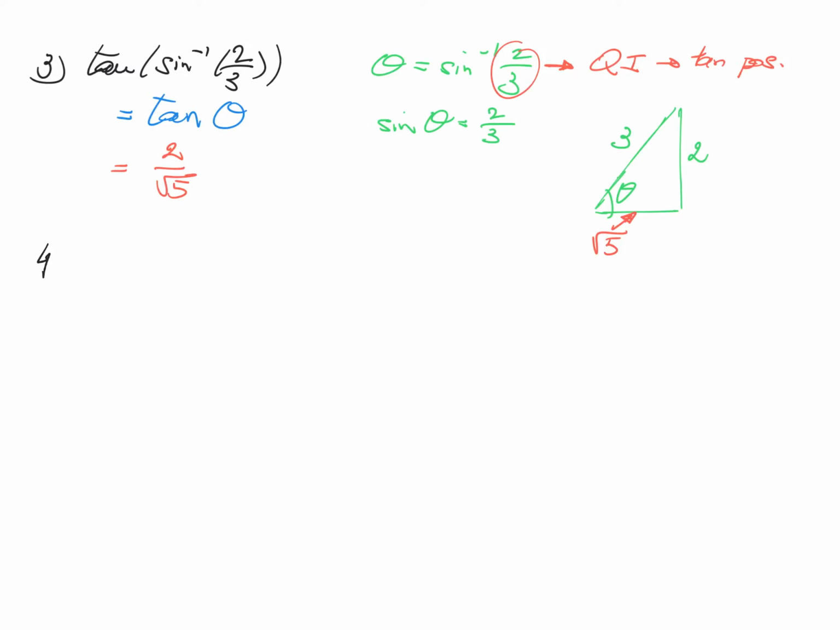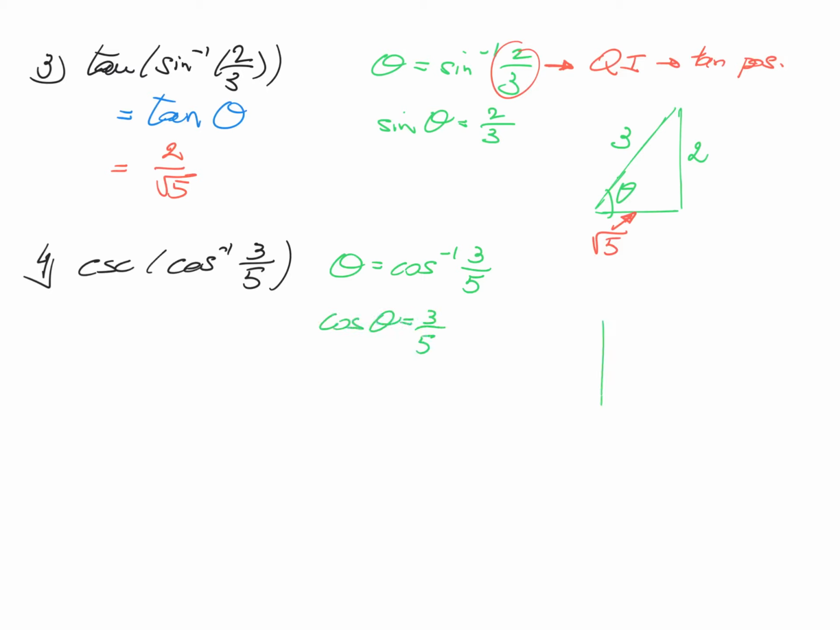For the next one, calculate the cosecant of cos minus 1 of 3 over 5. Again, follow the same reasoning. Set theta equal to cosine minus 1 of 3 over 5. So cosine of theta is 3 over 5. If we draw this in the triangle, so this one will be theta. Cosine is the adjacent divided by the hypotenuse, so these values are known. Then the missing side here will be 4.